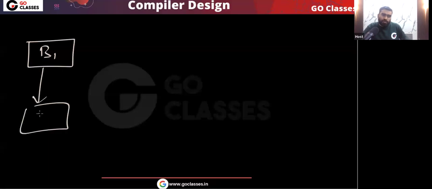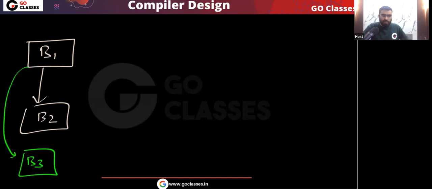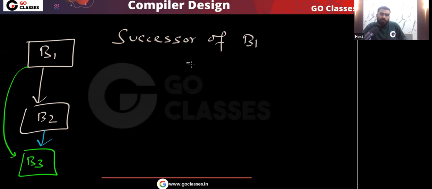Remember, let's assume this type of graph. From this basic block B1, let's assume there is an edge to B2, and an edge to B3 also. And let's assume from B2 also there is an edge to B3. Now, in this situation, what is the successor of B1? Just use your common sense and tell me.